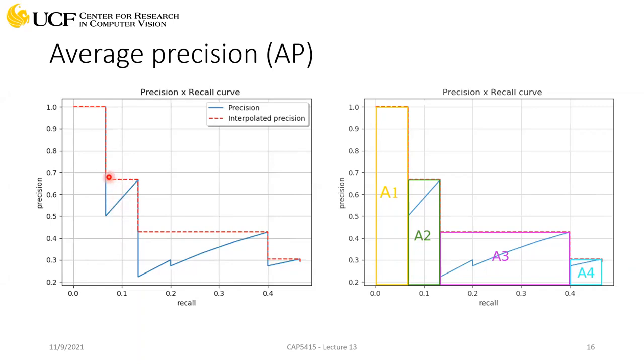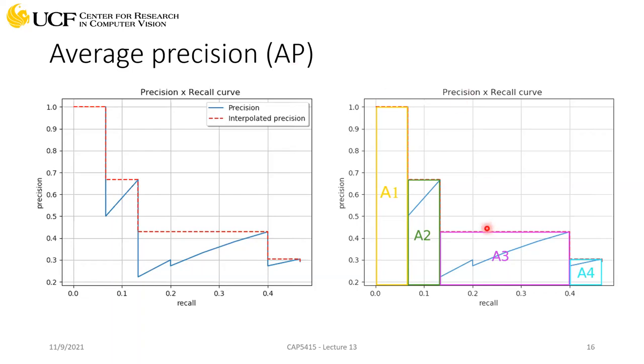And once you have this interpolated curve, you can easily create these boundaries. So these are different regions or different rectangles, you can say. So you will have A1 here, A2, A3, A4, and you can just compute the area of these rectangles. So that will be just the width and the height, and just sum those up. That is going to be your area under the curve, and that will give you the average precision value. Okay, so that's how average precision is created. And there are a lot of variations in how you compute this metric.